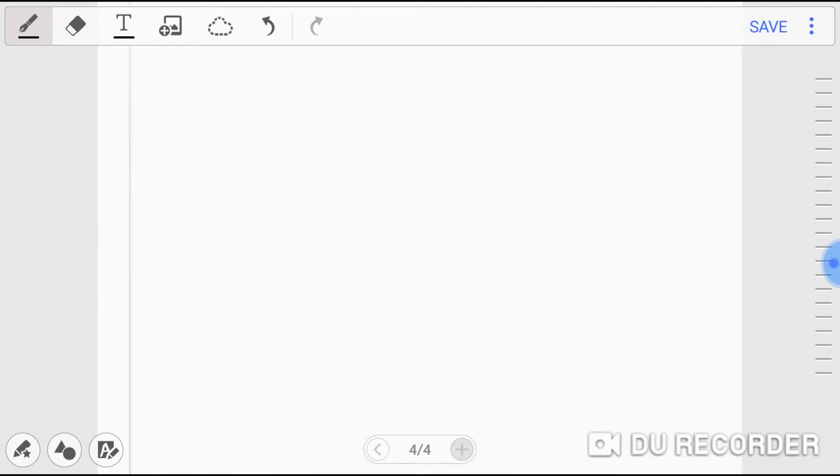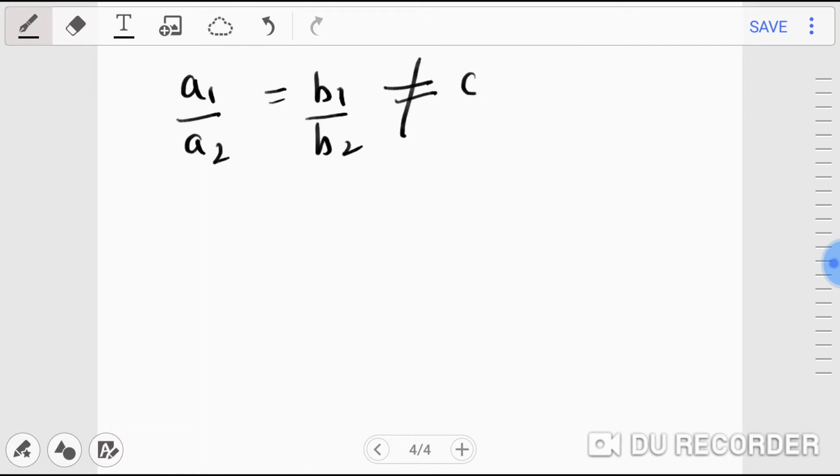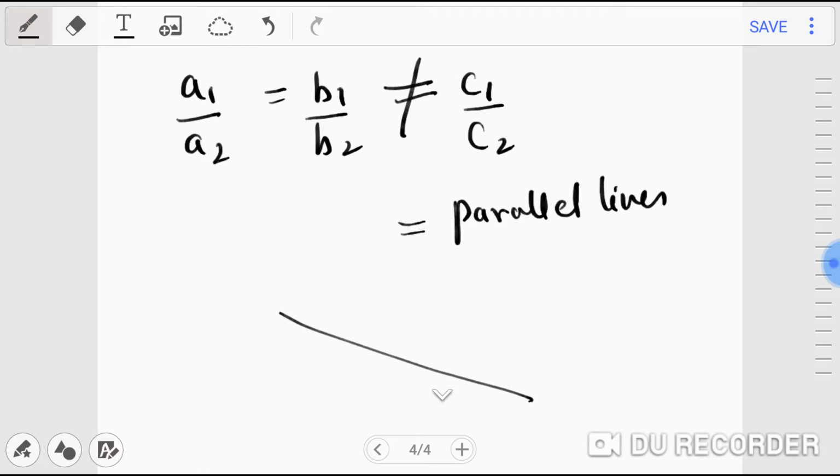Clear? Your third case is when a1 upon a2 is equal to b1 upon b2 but it is not equal to c1 upon c2. In that case you will say that the lines are parallel lines. And if the lines are parallel, there will be no intersection anywhere, so they will have no solution. Got my point clear? Okay.